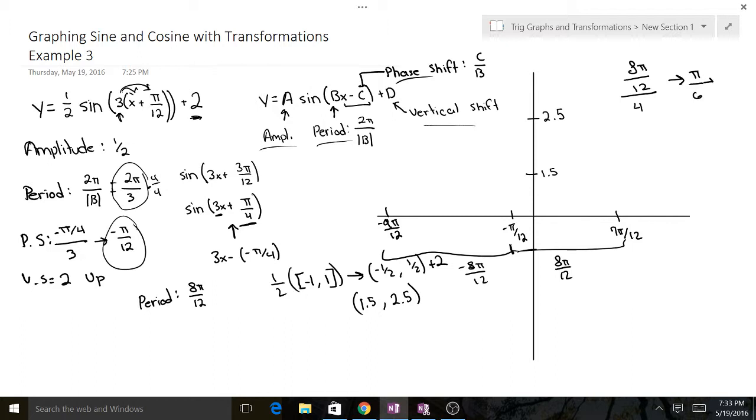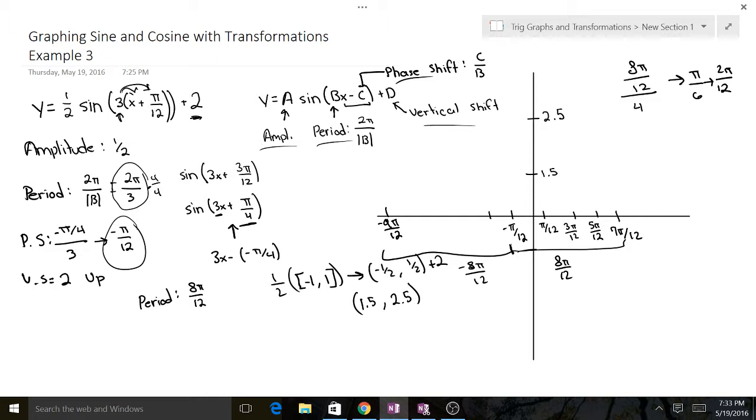Or we could rewrite that as 2 pi over 12. That's going to be all of our important points. So we're going to have negative pi over 12, all the way to pi over 12. Then we're going to add another 2 pi over 12, which is 3 pi over 12. Add another 2 pi over 12, 5 pi over 12. And those are going to be our critical points for this period.